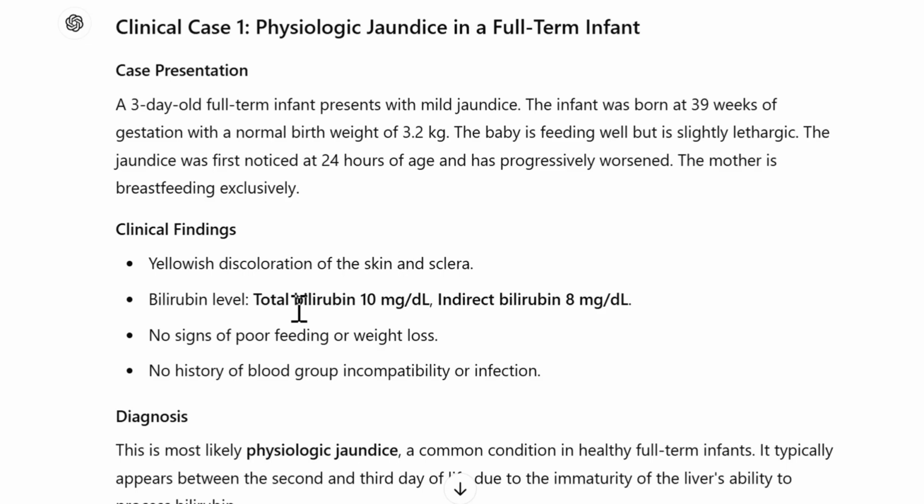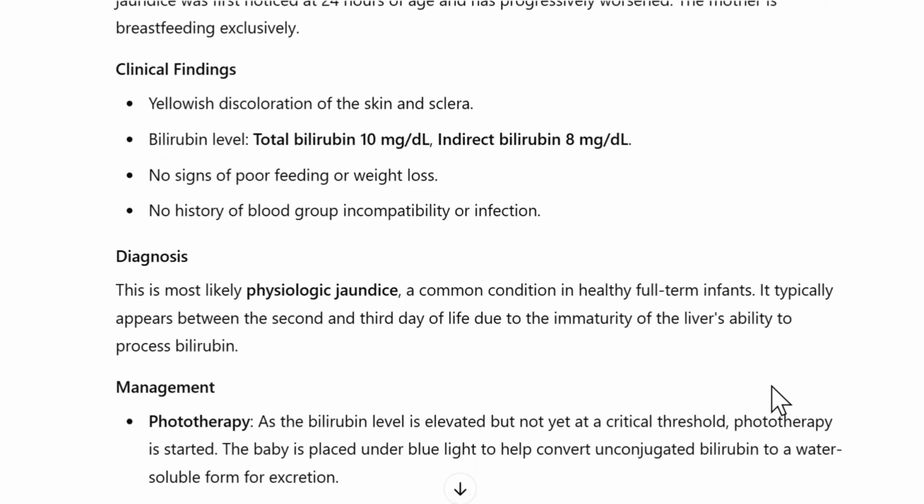Clinical findings: yellowish discoloration of the skin and sclera. Bilirubin level, total bilirubin 10 mg, indirect bilirubin 8 mg. No signs of poor feeding or weight loss. No history of blood group incompatibility or infection. This is most likely physiologic jaundice, a common condition in healthy full-term infants. It typically appears between the 2nd and 3rd day of life due to the immaturity of the liver's ability to process bilirubin.